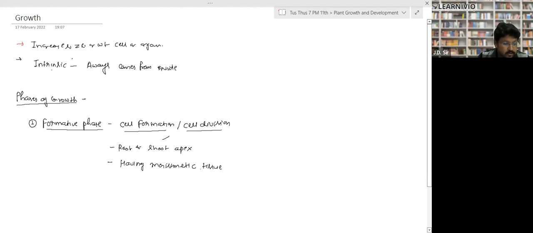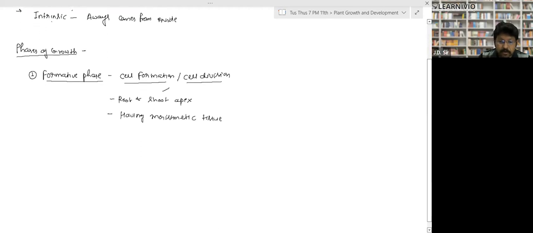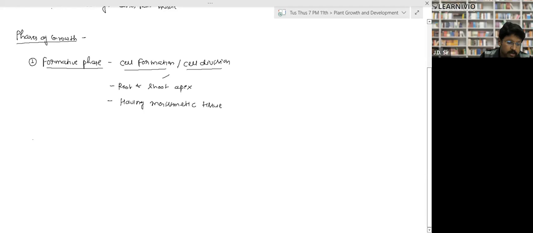And the second phase is called the phase of enlargement. Here the size of the cell increases, right? Volume and mass of the cell increase. So the second phase is the phase of enlargement. The newly formed cells produced in the formative phase undergo cell enlargement.